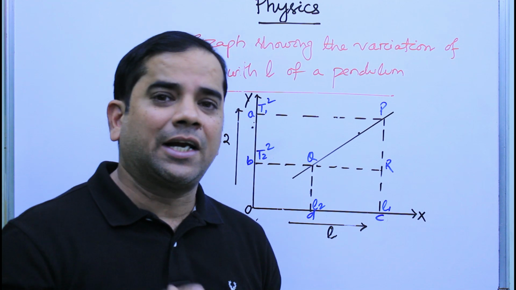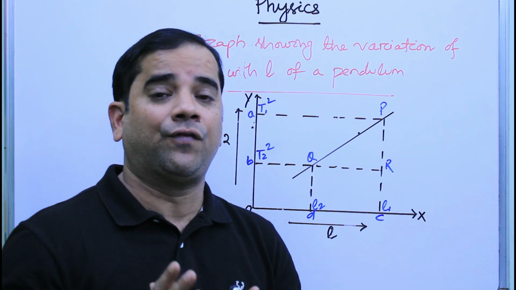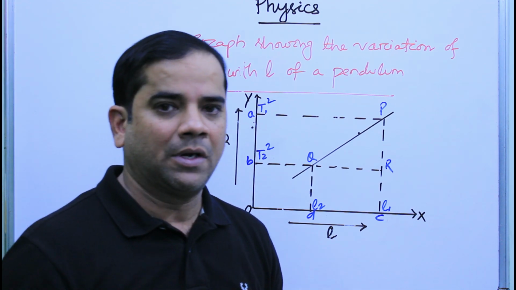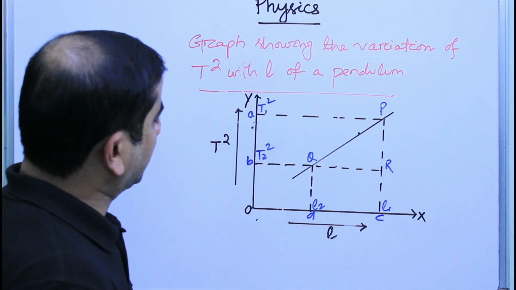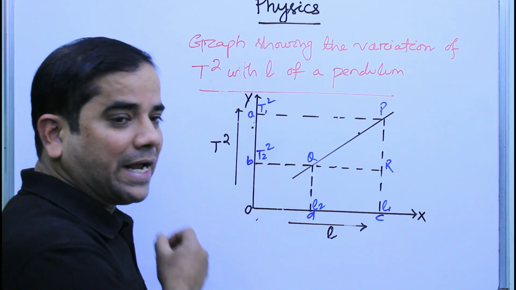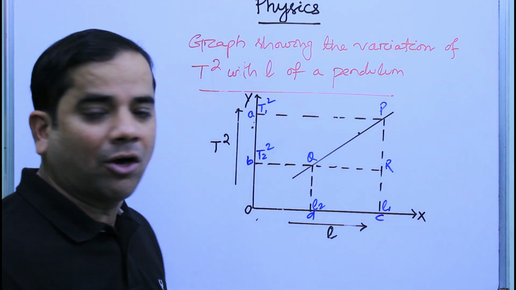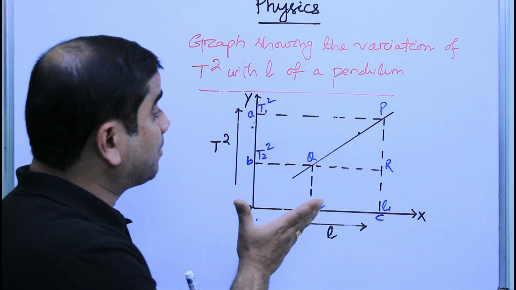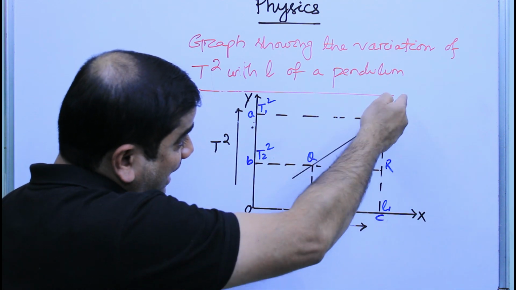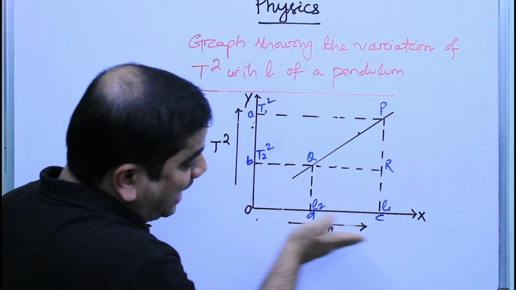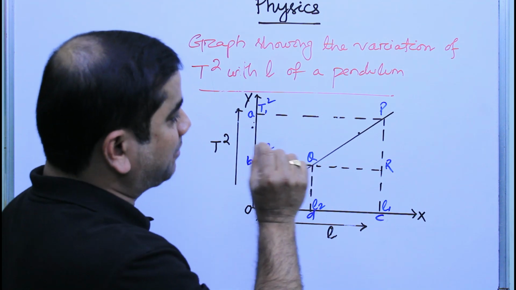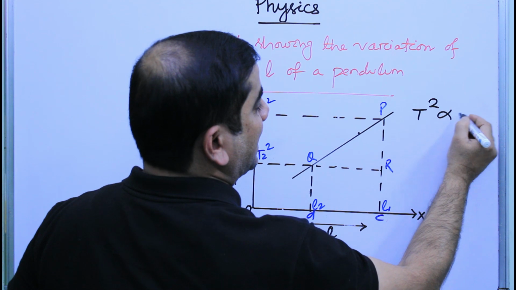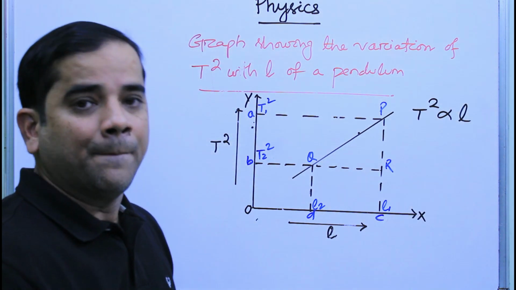Okay, students, let us now see the graphical representation of the relationship between time period square and length of the pendulum. As you can see over here, the time square is represented on the y-axis and length of the pendulum is represented on the x-axis. And you can clearly observe that the result of the graph gives us a straight line that is slanting towards the L-axis or the x-axis. That means it shows the time period square is directly proportional to the length of the pendulum.